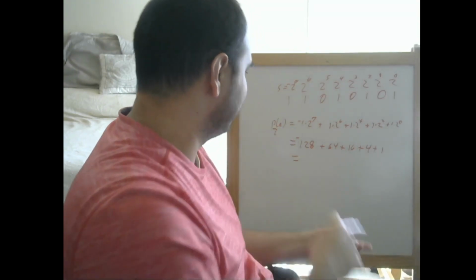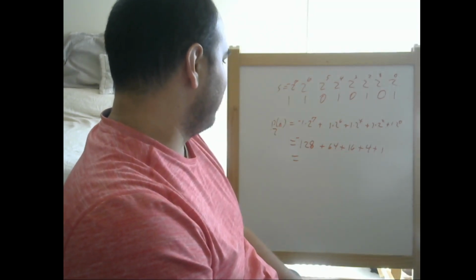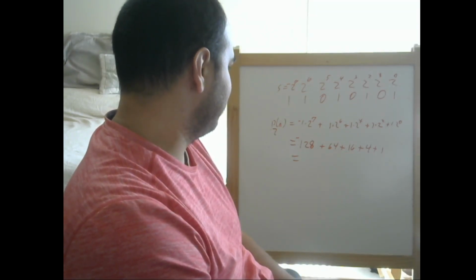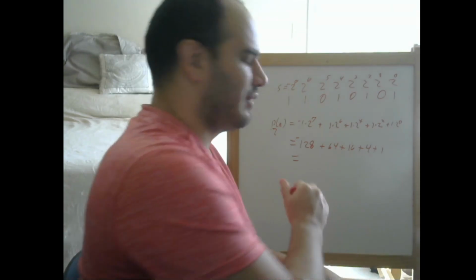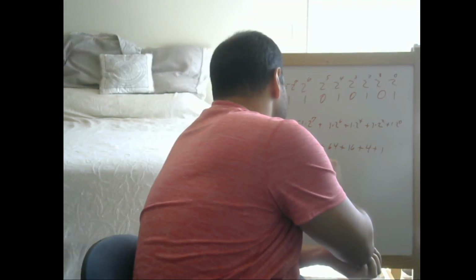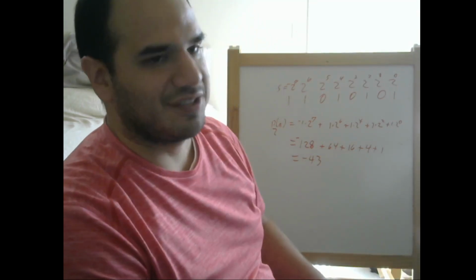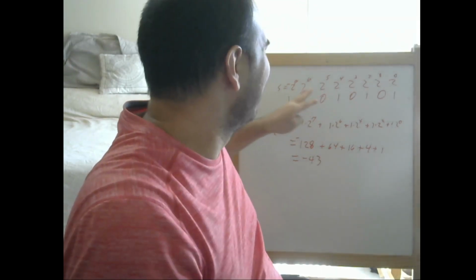And then this becomes 85, 43, negative 43. So these are drastically different numbers based on whether we're considering it as an unsigned byte or a signed byte.